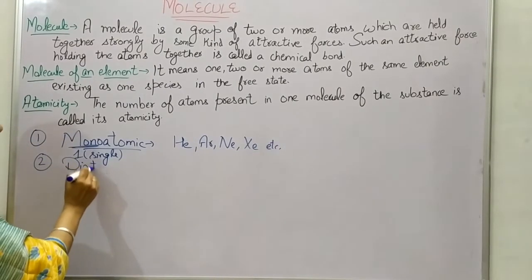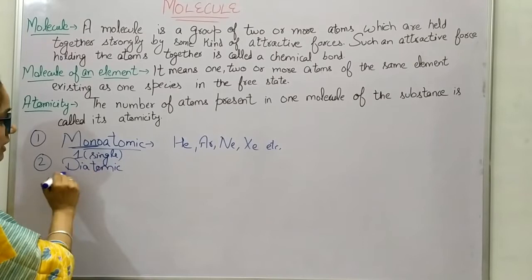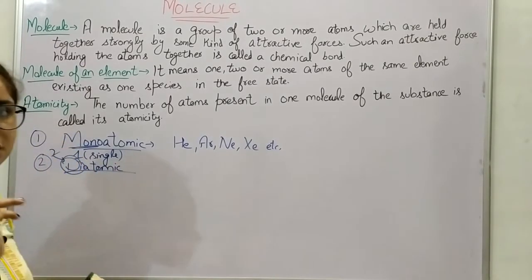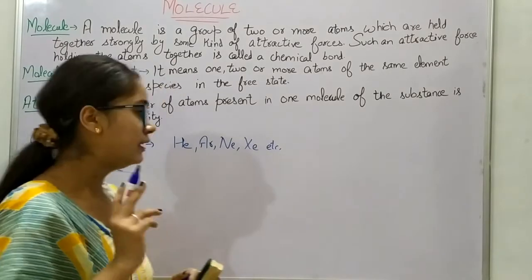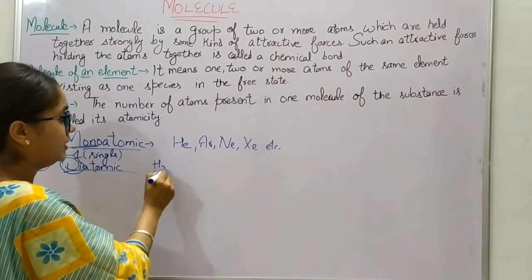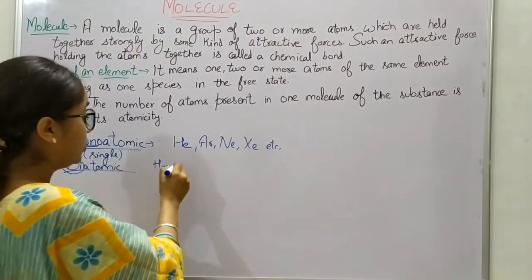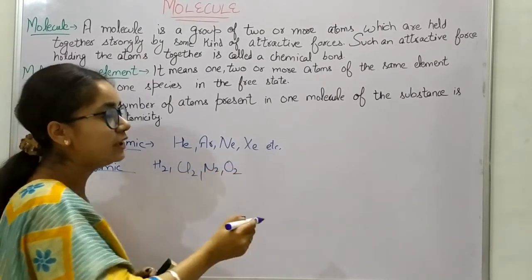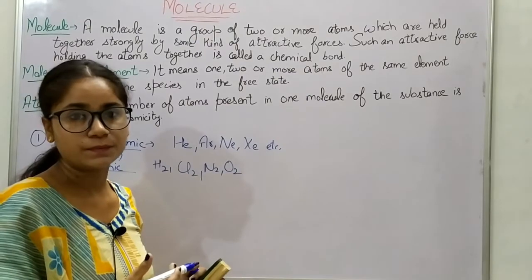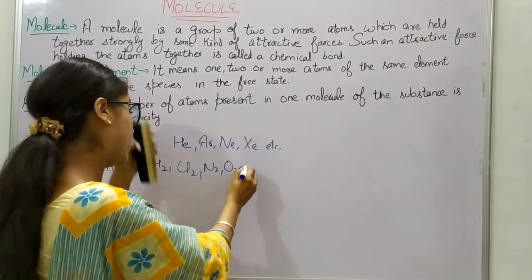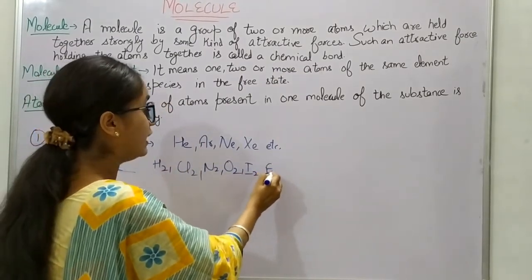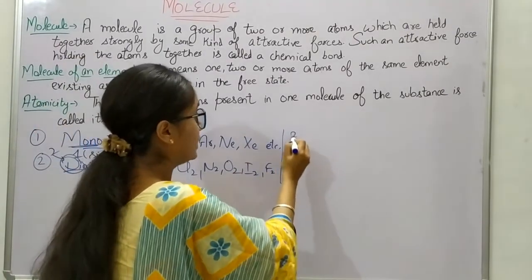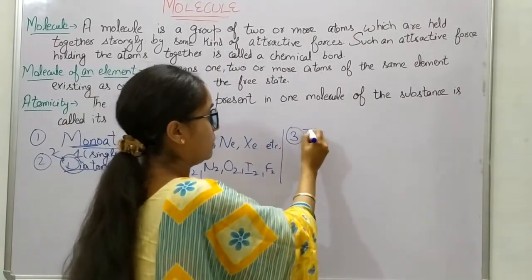Second one is diatomic. Now diatomic means, in which di means two. That means there should be two atoms to make a molecule. For example, hydrogen molecule, chlorine molecule, nitrogen molecule, oxygen molecule. You can take other examples too, for example, iodine, fluorine, etc. Then comes the triatomic molecule.